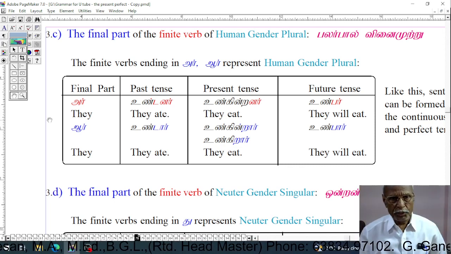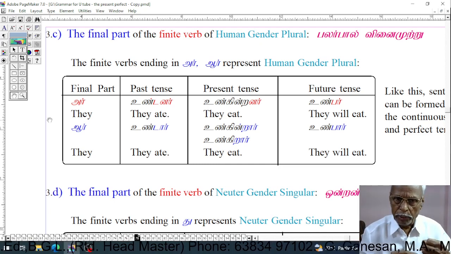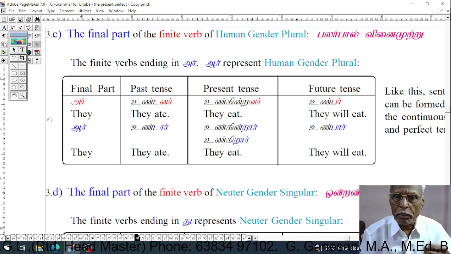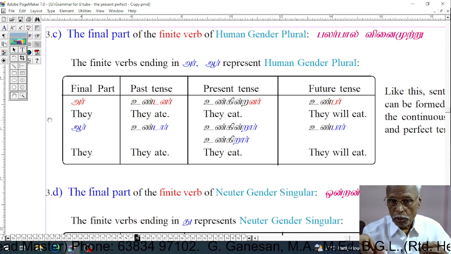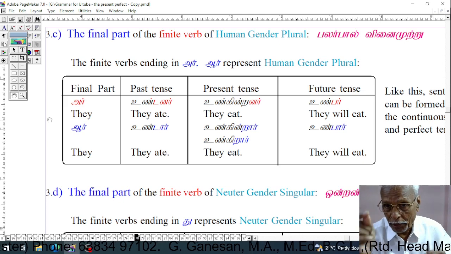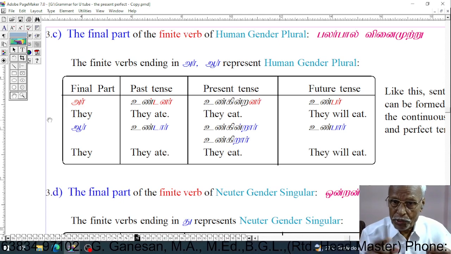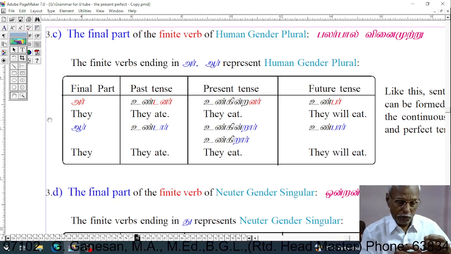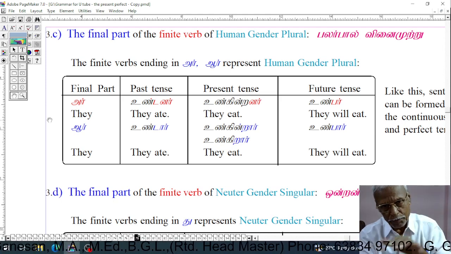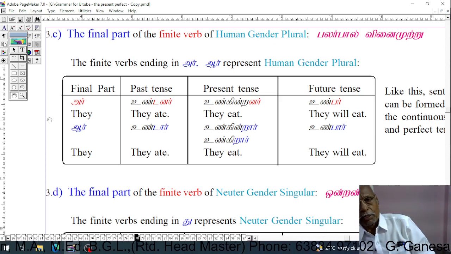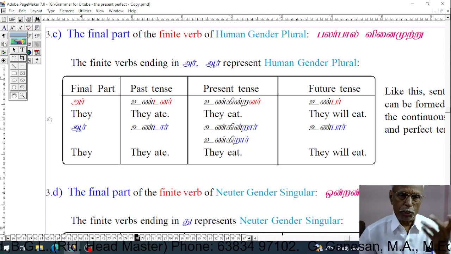See, let us see the three. The verb ending in an represents male. The finite verb ending in al represents female. The finite verb ending in ar or ar kal represents both male and female. That is plural, human gender plural.